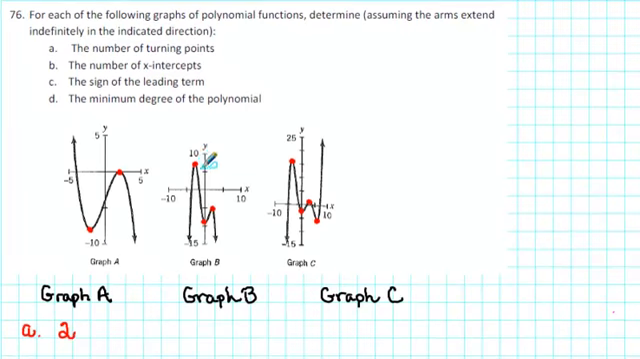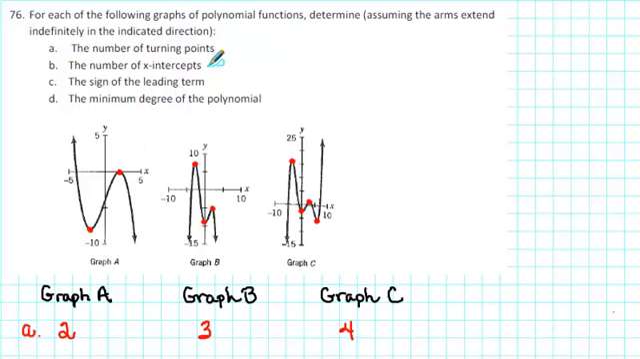Graph B has two peaks and one valley, therefore it has three turning points. Graph C has two peaks and two valleys, therefore it has four turning points.